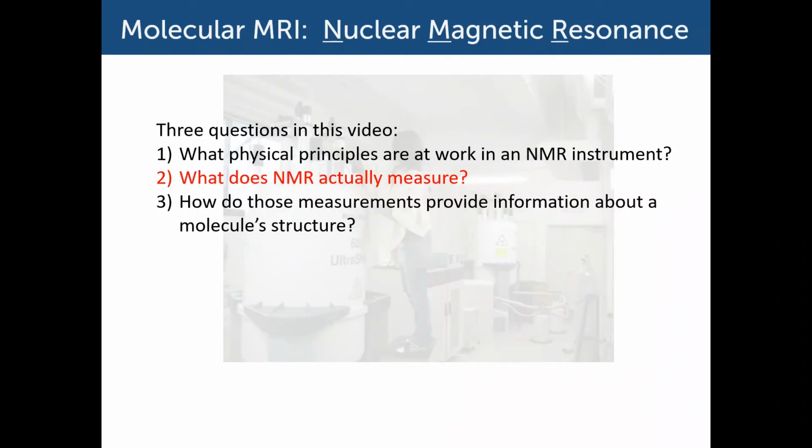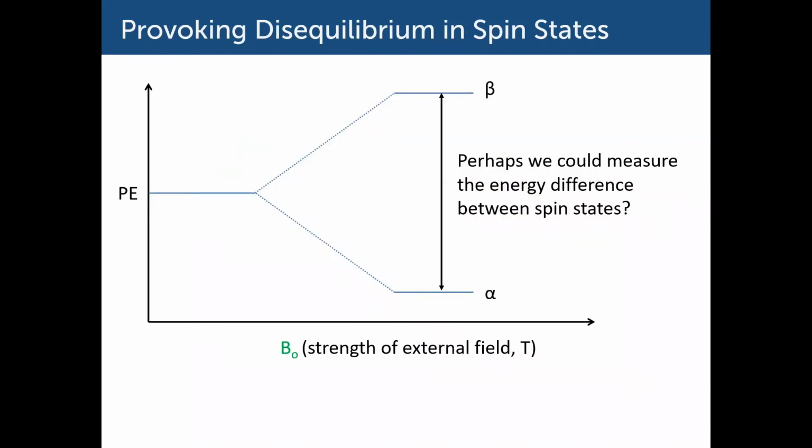So what are we actually going to measure then? Well, it turns out we're going to exploit the fact that there's a difference in alpha and beta states. Maybe we could actually measure this energy difference between the two states. I gave you one number earlier, but let's talk a little bit more about where that number would come from, how we could acquire it experimentally, for instance.